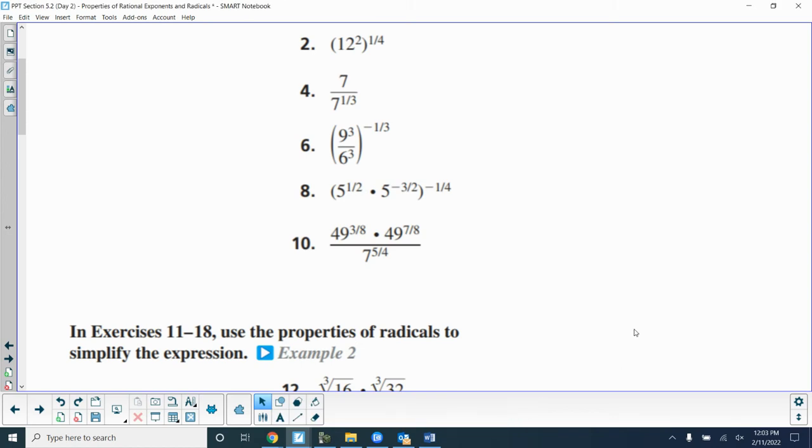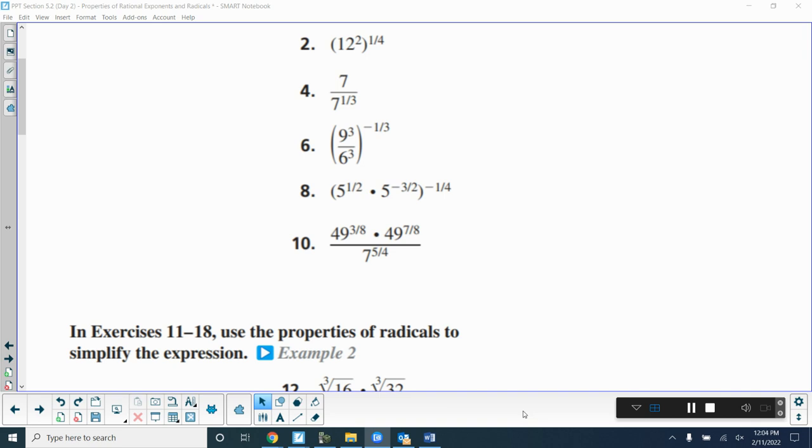All right, so number 2 is 12 to the 1/2 power. Just multiply 2 times the 4th, right? That's a half. And number 4 is 7 to the 2/3 power. And number 6 is just 2/3. Number 8 is 5 to the 1/4 power. And 10 is 7 to the 5/4 power. Any of those you would like me to go over?